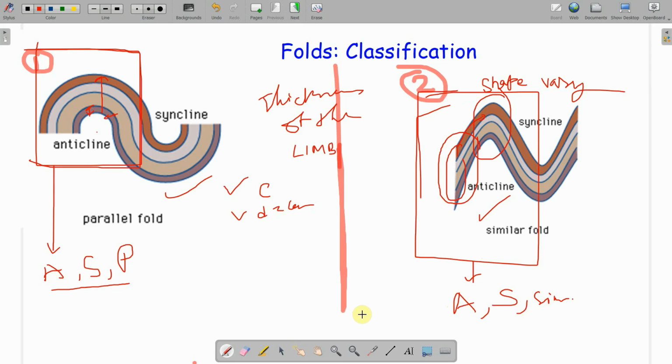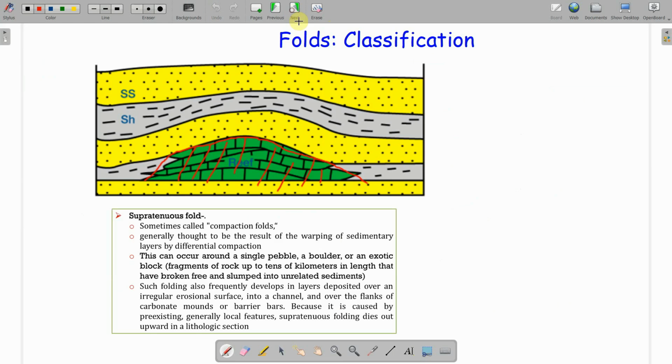Now another case you may observe, and you may classify a fold on the basis of thickness of the limb. There is a third type, that is called the supertenuous fold. In case of supertenuous fold, it's sometimes called the compaction fold. See this reef structure, remember, it's a mound like structure. It's a pre-existing structure, generally thought to be the result of wrapping of sediment layers by differential compaction. I'm coming to that. First let me explain the supertenuous fold.